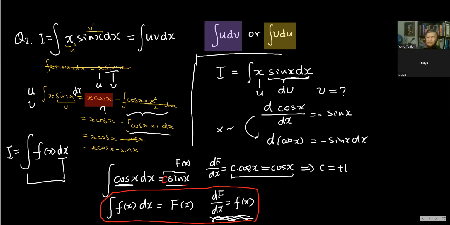We just multiply dx. Can you see? So therefore, we know there is something wrong with this sign here. The conclusion based on this analysis is v must be equal to negative cosine x. Can you follow me? Yeah. So that's why this is wrong. In this case, u times v must be negative.